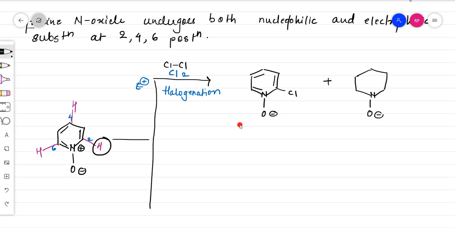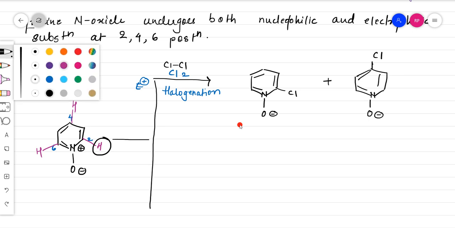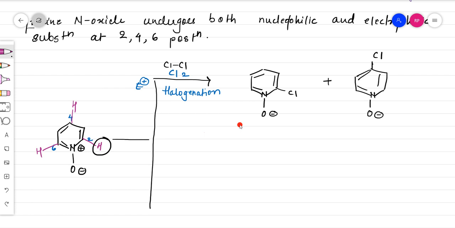Okay, so you will also get Cl over here. Can you name these compounds? What would we call this? This is 2-chloropyridine N-oxide. Okay, and this is 4-chloropyridine N-oxide. Have you understood this?